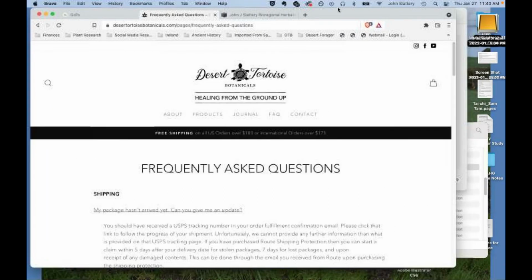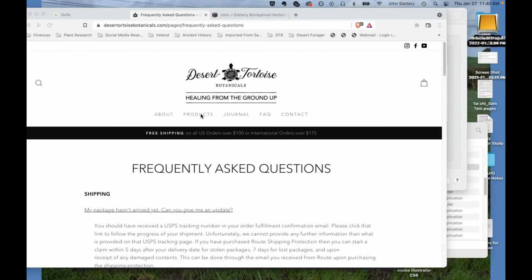And my screen's a bit blocked. I can't quite see over there. I'm going to move something on the far side.